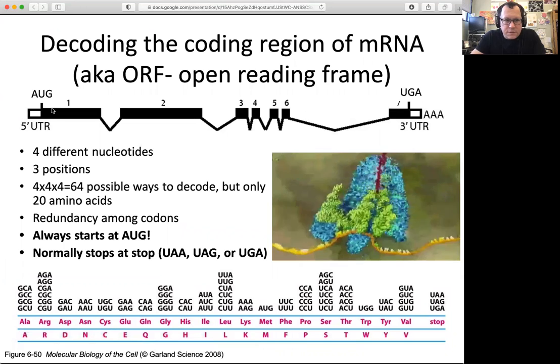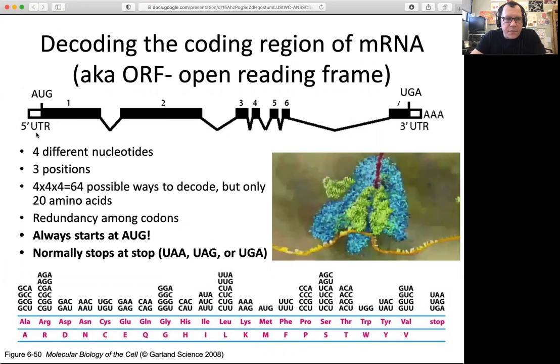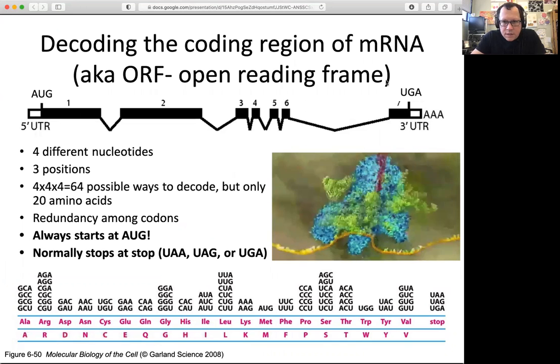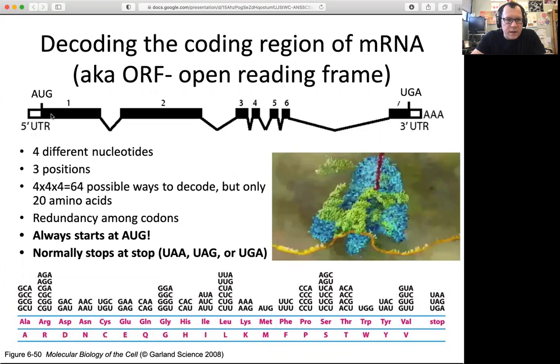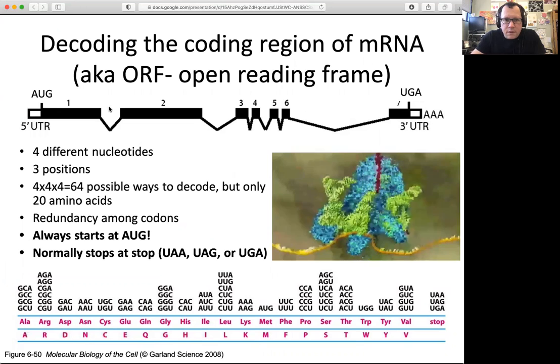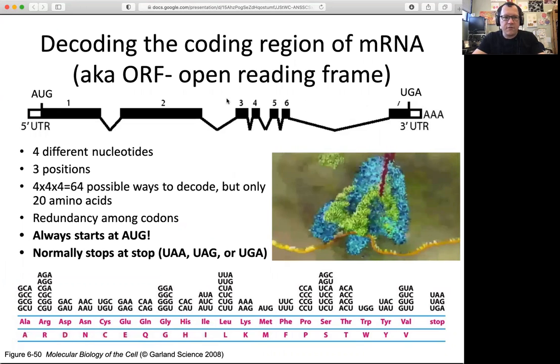Okay, and so here's our representation of our spliced messenger RNA again. And one of the things I pointed out last time was this AUG and this UGA in this particular thing. And that represents what's called the coding region of the messenger RNA, or it's also considered an open reading frame.